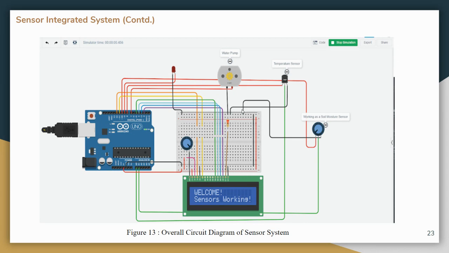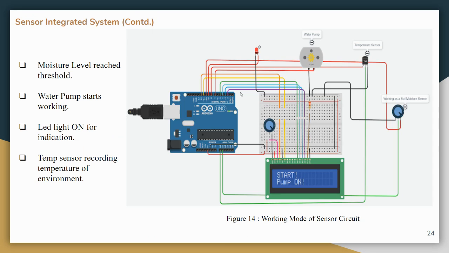This is the initial state of the system where all the sensors are working, and providing all the necessary data to the microcontroller. Now, after the soil moisture level has reached a certain threshold value, we turn on the water pump, and it is indicated with this LED light blinking, and the temperature and soil moisture sensors are providing the raw data to the microcontroller.